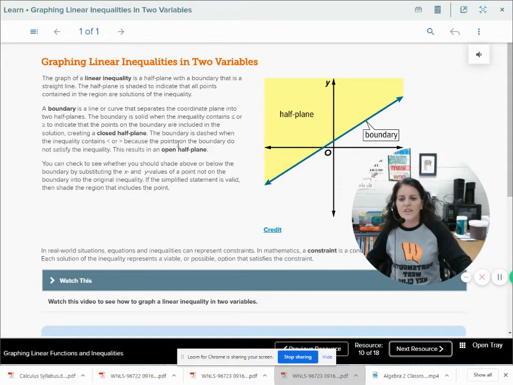Okay, and if it is a dashed line, then that means that the points on the line are not included in the answers. So then this results in an open half plane. So if it's a solid line and we're including the solutions on the line, then it's called a closed half plane. But if it's a dashed line and we don't want to include the points on the line, then we call it an open half plane.